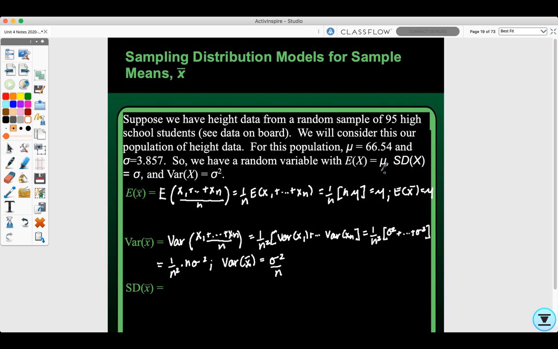So these are formulas that you'll need to know so far. Our expected value of x bar is mu, and our variance of x bar is sigma squared over n. Then our last one, the standard deviation of x bar, is just the square root of the variance of x bar. So this would be the square root of sigma squared over n, which would just be sigma over the square root of n. That is another one that you will need to know.